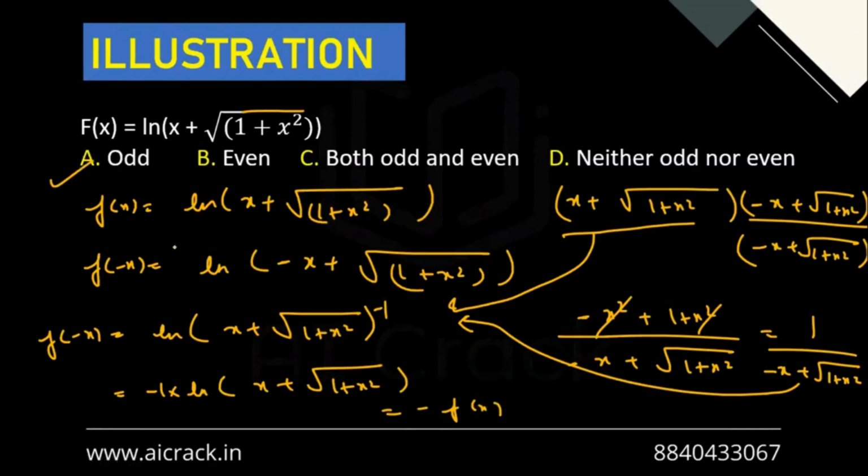So I'll try to summarize this once again because it got a little messy over here. What I did was f(-x) over here, and we got minus x plus root of 1 plus x square.